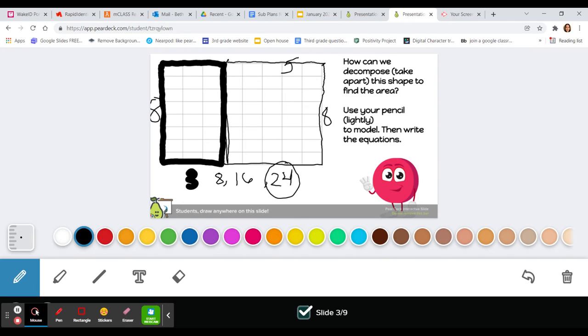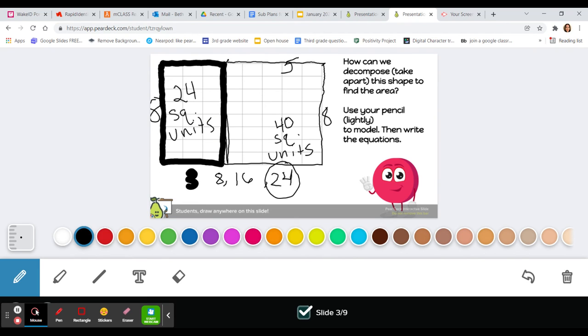Well, I know how to tell time. So maybe you have this fact memorized, but if you know how to tell time and the minute hand is on the 8, you know that that's 40 minutes. 5 times 8 is 40. So this is 40 square units, and this is 24 square units.